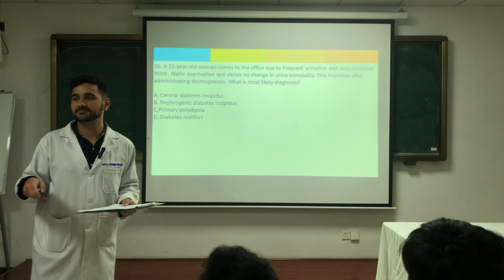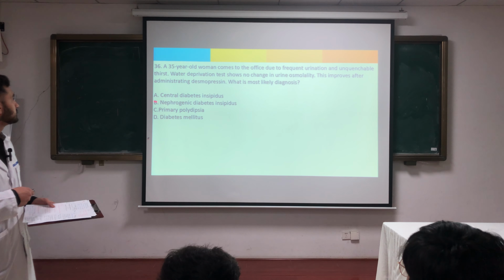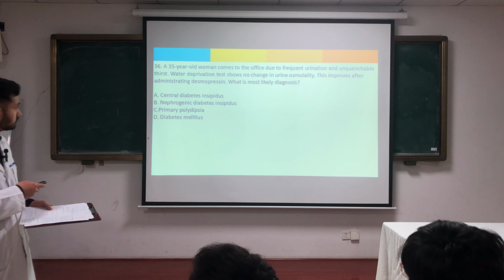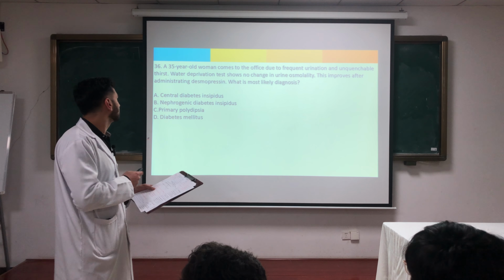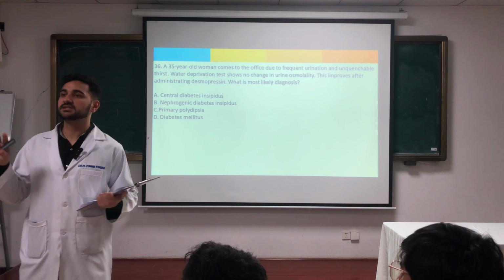Arslan. Central diabetes insipidus. Okay. Why did we choose this option? Because of excessive ADH secretion, frequent urination. Okay, in diabetes insipidus, we have seen three things. What are those features? Polyuria, yes, polydipsia, polydipsia, and the last one.